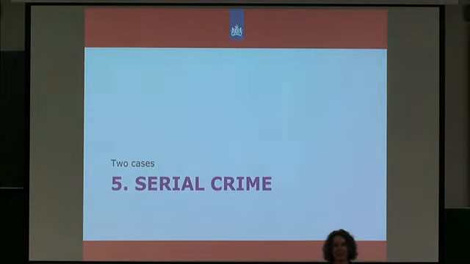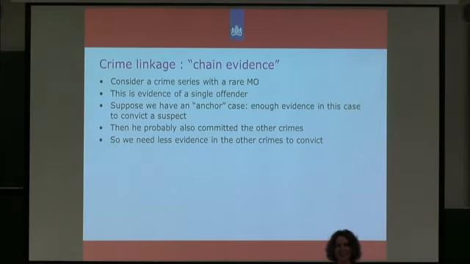So the last thing: we have not one case, we have 6 cases. Well, just make a model for 2 cases first. And this is where I use the work of Jacob. Consider a crime series with a rare modus operandi. This is evidence that there is a single offender, maybe. Suppose we have what we call an anchor case. So there's enough evidence just in this case to convict the suspect. Well, then he probably did this case. This is a single offender, so he probably also did the other case. So for the other case, you need less evidence.